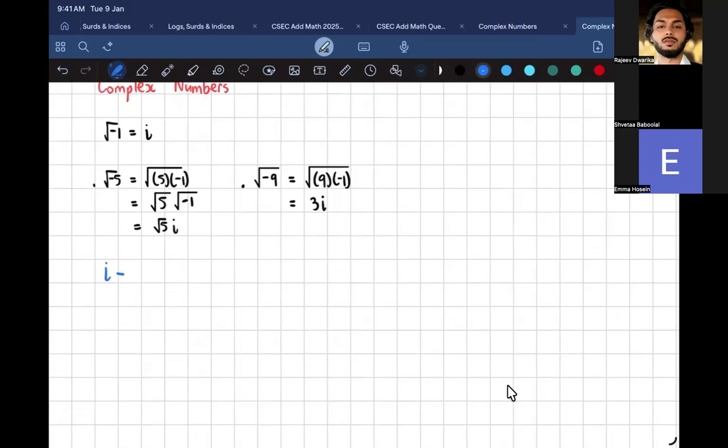Nice. So i stands for, it belongs to the set of imaginary numbers, right? Set of imaginary numbers.